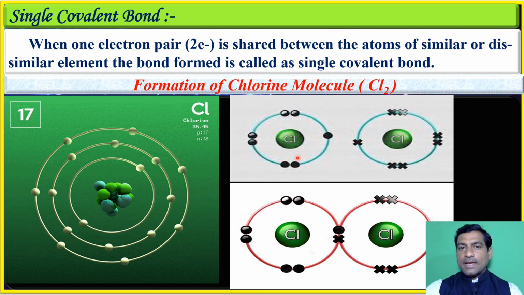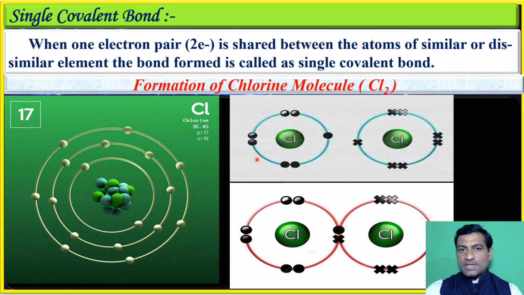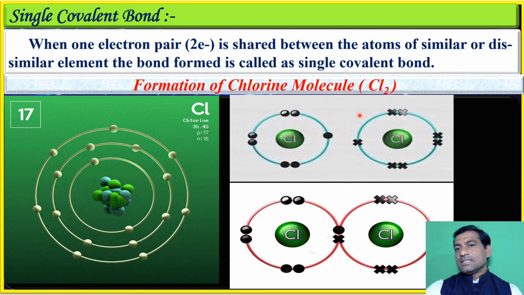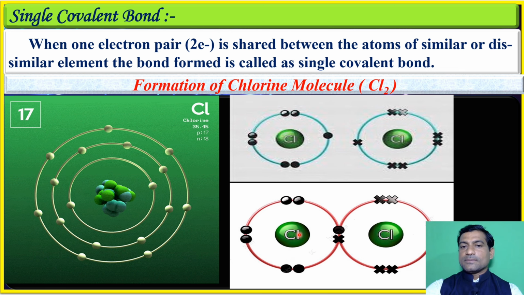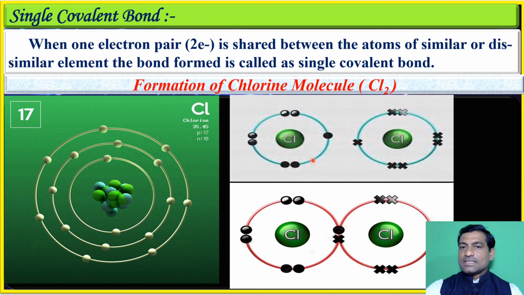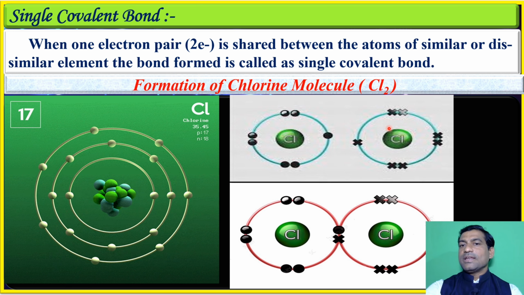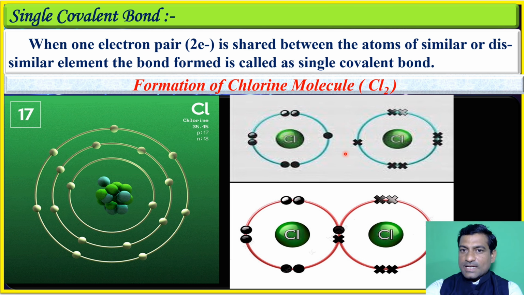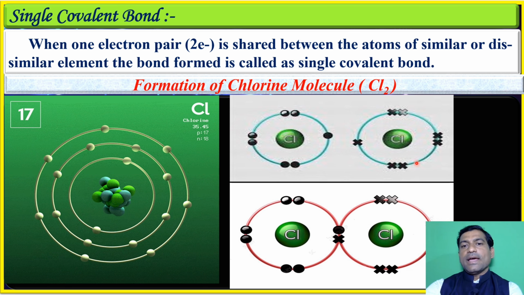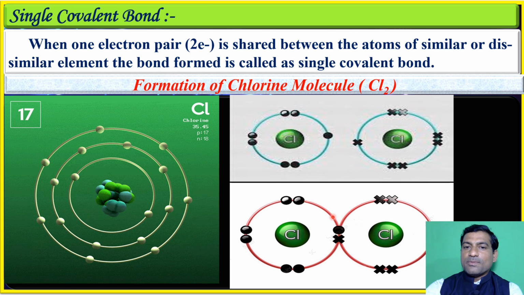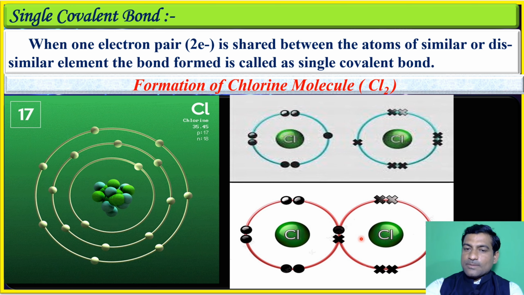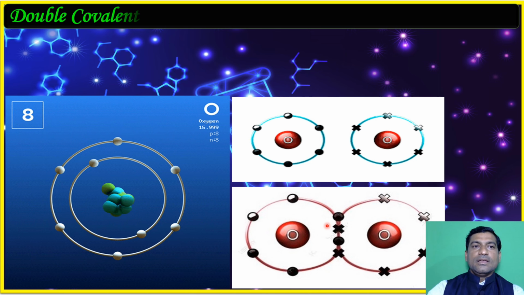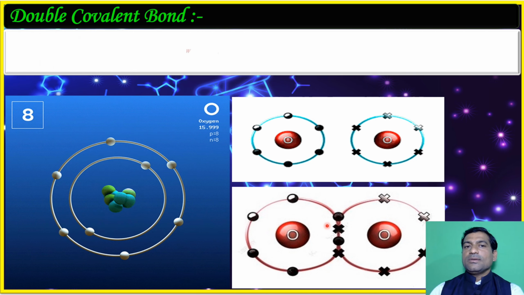here the chlorine atom, the last orbit contains 7 electrons. Here the second chlorine atom, last orbit contains 7 electrons. Means one chlorine atom can share one electron, another chlorine atom can share one electron. By mutual sharing of electrons between these two chlorine atoms, there is a formation of a bond between these atoms. That bond is called a single covalent bond. Next, double covalent bond.